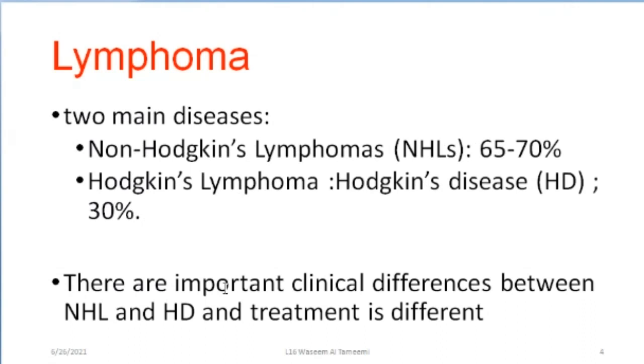We have two main types of the lymphoma. Non-Hodgkin lymphoma, which is the most common type of lymphoma, it represents 65 to 70% of all cases of lymphoma. And the Hodgkin lymphoma comes second. We're going to say also Hodgkin disease. It represents 30% of the cases. Clinically and pathologically, there are many differences between Hodgkin lymphoma and non-Hodgkin lymphoma.